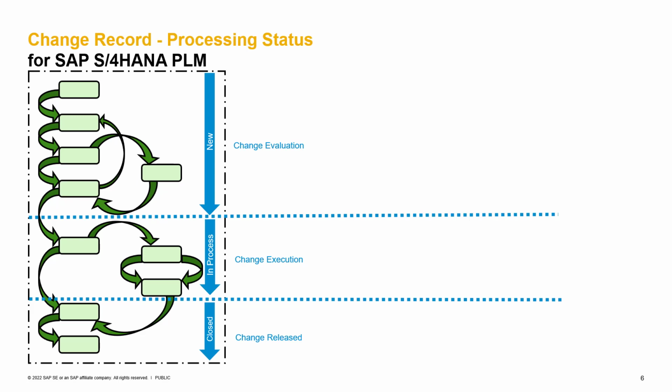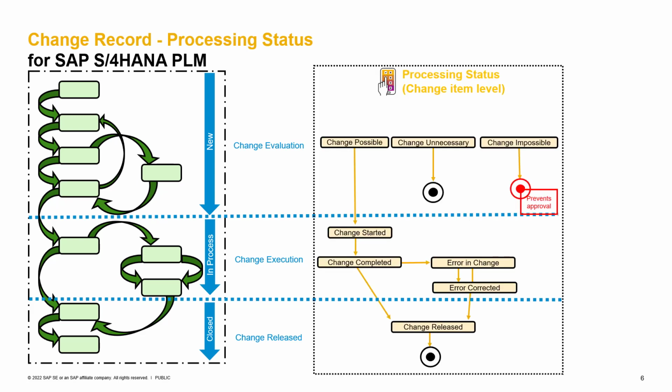Lastly, we'll see how the processing status is in relation to the execution status and status network. As already described in an earlier video, the processing status gets set on the change item level. Once the change record is in the evaluation phase, so a change number has not been generated and the execution status is new, then you are able to set the top three processing statuses for each item: change possible, change unnecessary, and change impossible. If a change item is set to change impossible, then the whole change record is prevented from being pushed into a change execution.